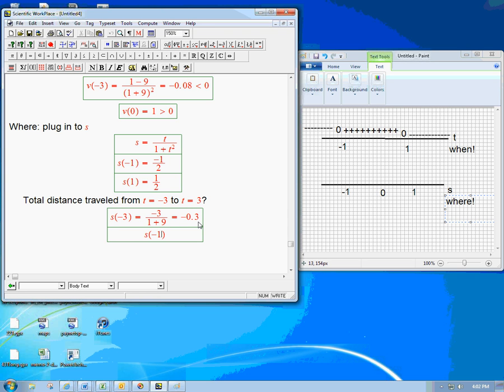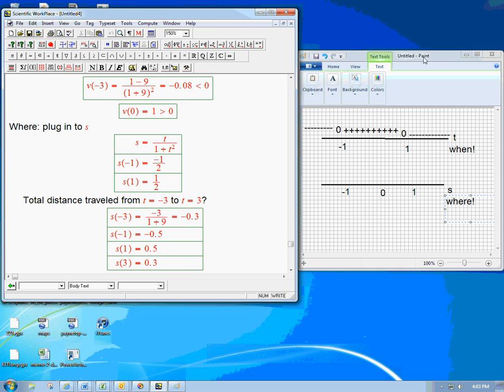S at the first turnaround I already have. That's minus 0.5. S at the second turnaround is 0.5. And S at the end of my journey, if I end at t equals 3, that's going to be the same calculation but with a plus 3, so it's 0.3. Notice the symmetry here. Lots of symmetries going on here.